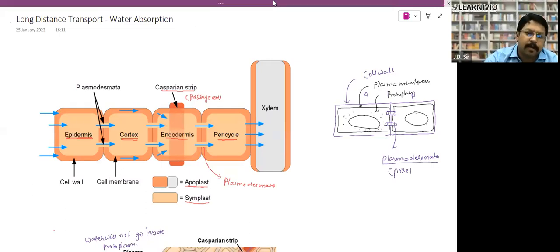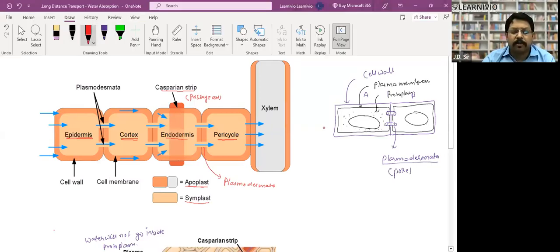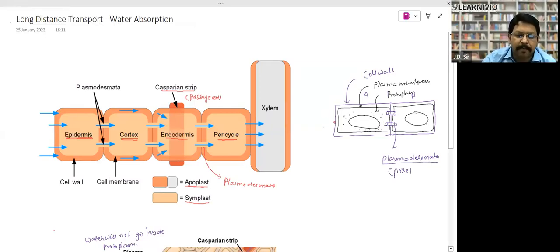So now come to the symplastic pathway. Water can follow two pathways. In the symplastic pathway, what will happen? Water will enter into this vacuole. Clear? From this vacuole, the water will enter into another vacuole, right? So when water has to transfer from one cell to another cell, it is transported from one vacuole to another vacuole. Did you get it? This is called the symplastic pathway.